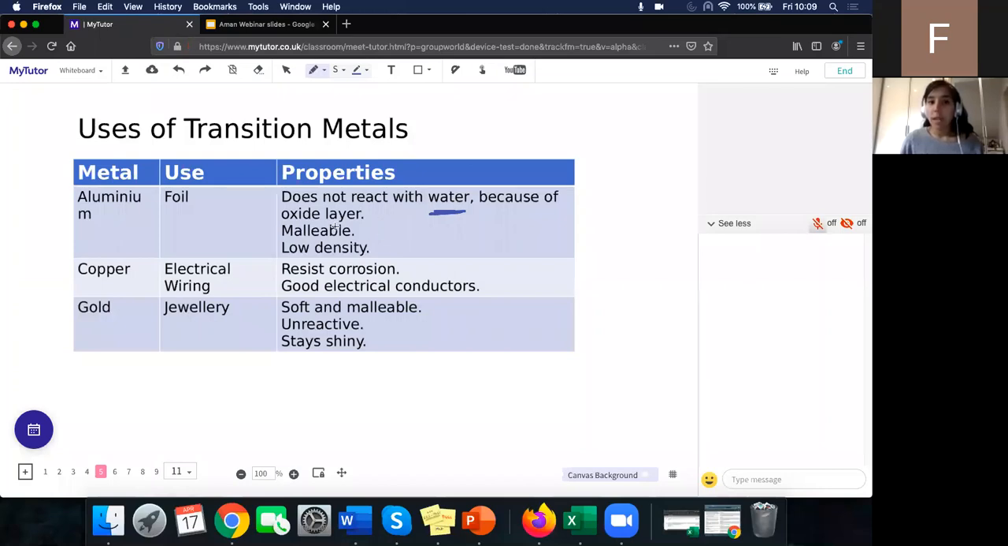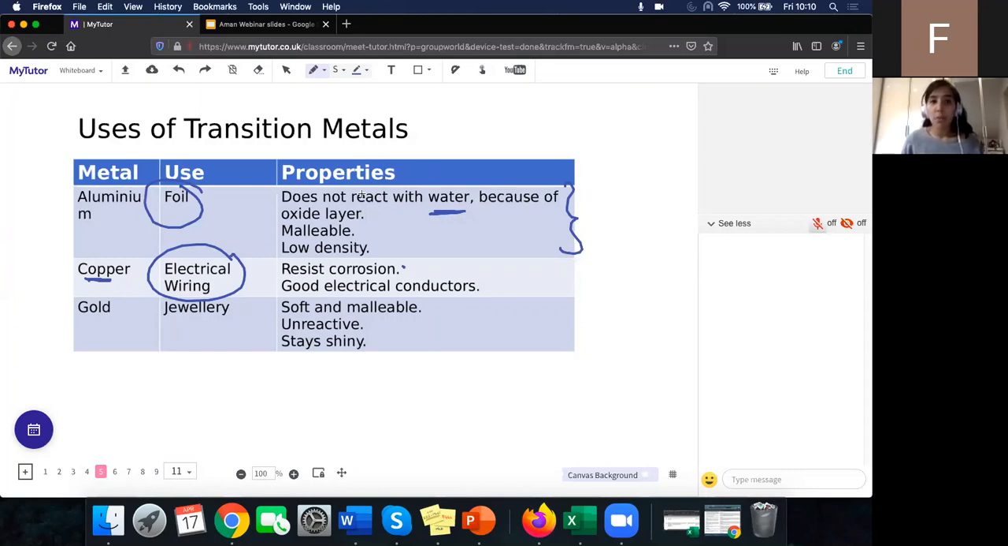As well as that, it's malleable. So if you think about foil, foil is quite bendy, you can scrunch it up and you know that it moves quite easily, and it's very light, and that comes down to the low density. So these are the properties of aluminium that means it can be used as a foil. If we think about copper, copper is a really good electrical conductor, which means that it's used in electrical wiring. And as well as that, it resists corrosion. So that means that if we use it in wiring, it won't react with water in the air or anything that's in the air, that will then allow it to corrode. So it's really good for electrical wiring.